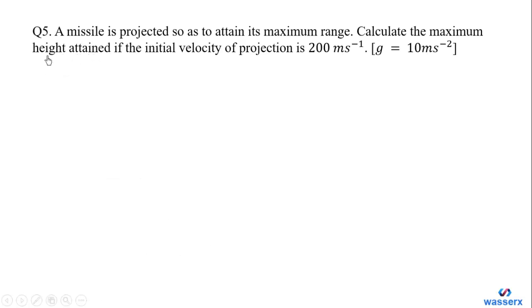We have another question here, which is question 5 of the Physics 2018 May-June paper 2. A missile is projected so as to attain its maximum range. Calculate the maximum height attained if the initial velocity of projection is 200 meters per second and we are given gravity due to acceleration as 10 meters per second squared. So we recall that for the missile to attain maximum range, the angle of projection must be 45 degrees.